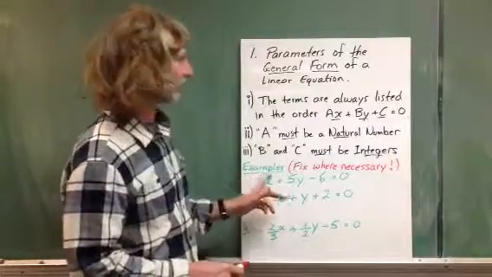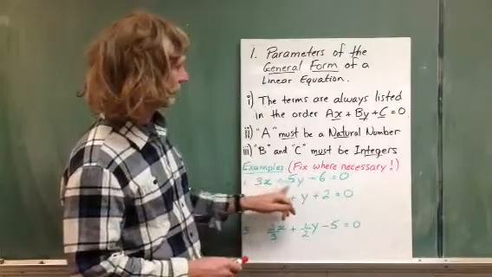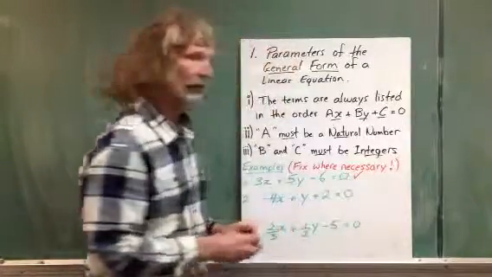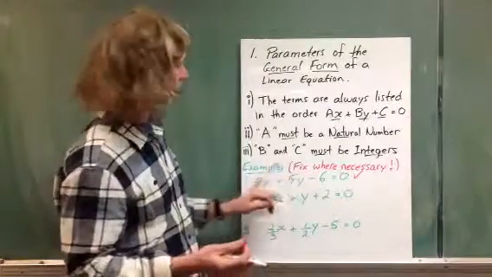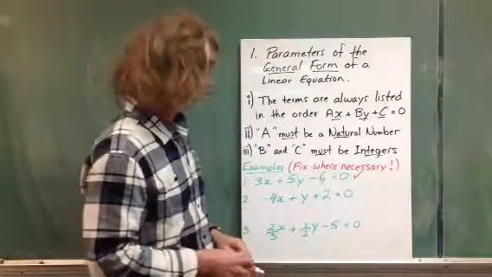Okay, so here are some examples. Fix where necessary. If we look at this, we can say this is a natural number, integer, integer. This one's fine just the way it is. By the way, if this was 3, 9, and 6, we would actually be able to divide each of the terms by 3 and reduce it down to simpler terms.